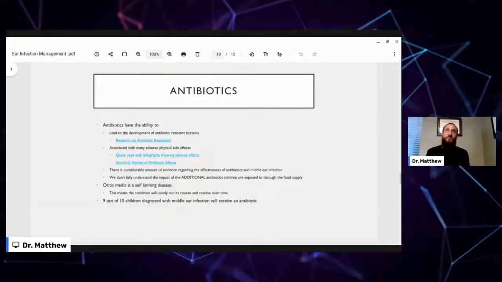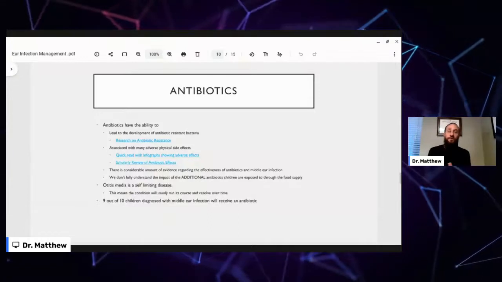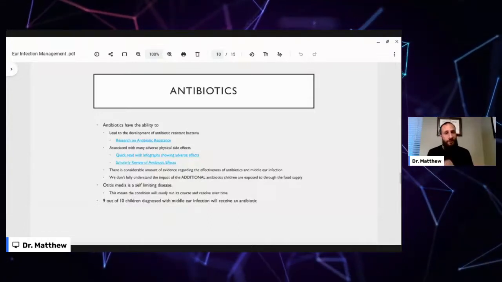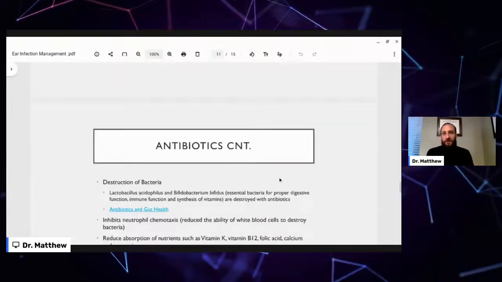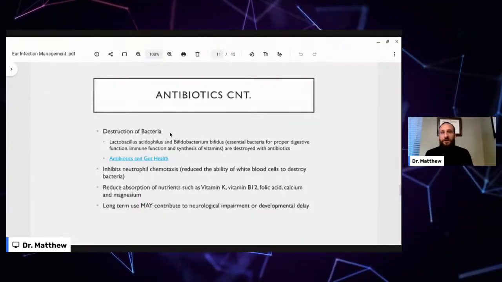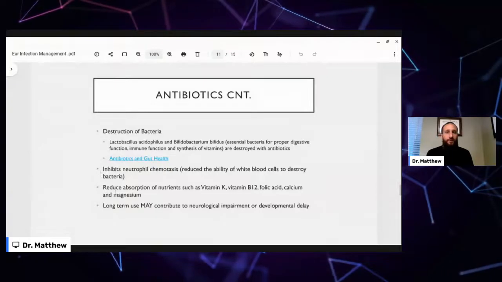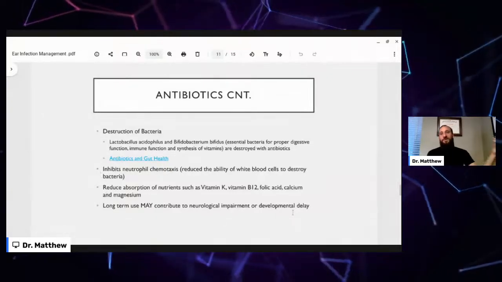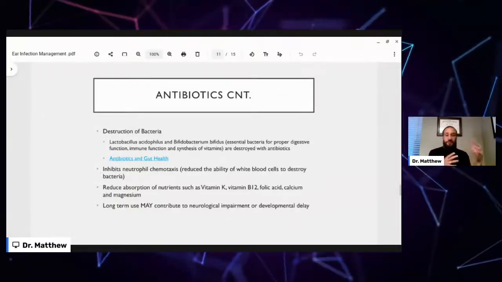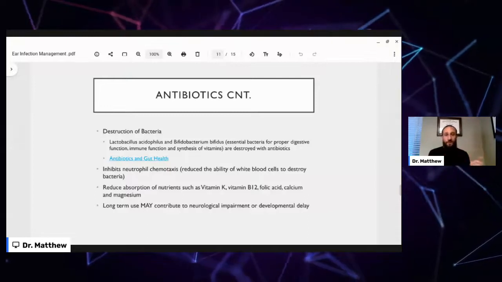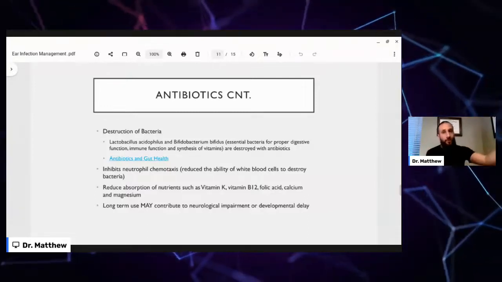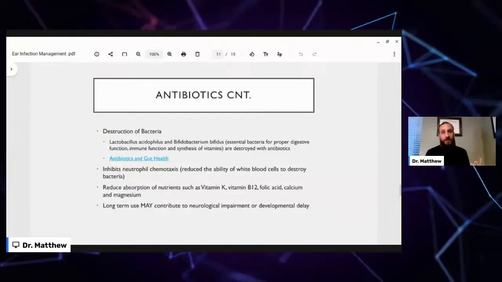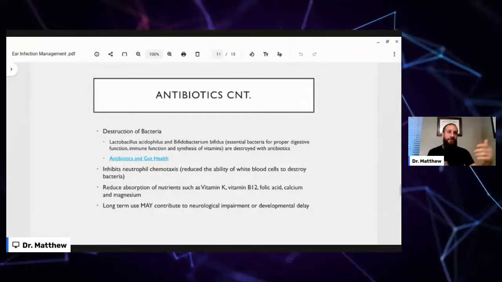And so here's the thing. When they write a prescription just in case, you're more likely to use that prescription. So just know that. Again, this is just talking about the destruction of bacteria. There's a cool thing about antibiotics and gut health. Antibiotics inhibit neutrophils. So the neutrophils are these white blood cells that destroy bacteria. And so when you're taking antibiotics, it's limiting the ability for the white blood cells to do their job, right? Your body was made perfectly to navigate these types of things.